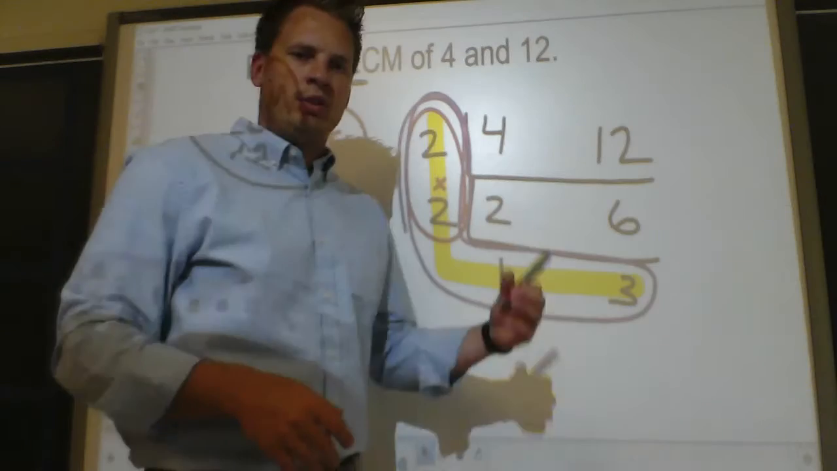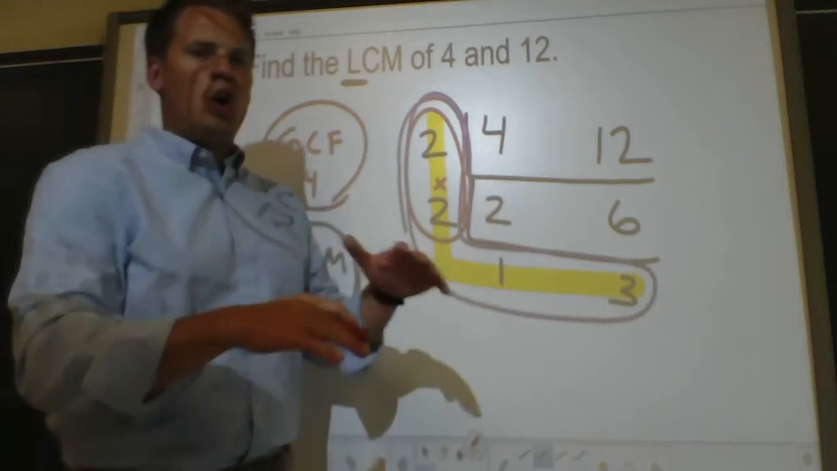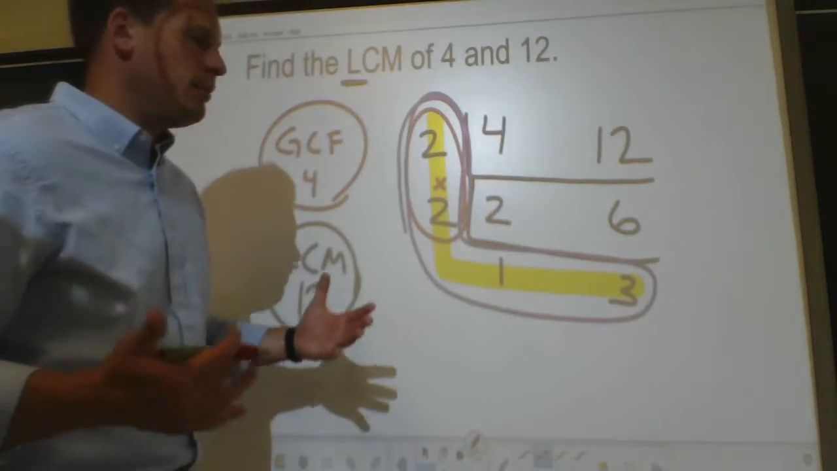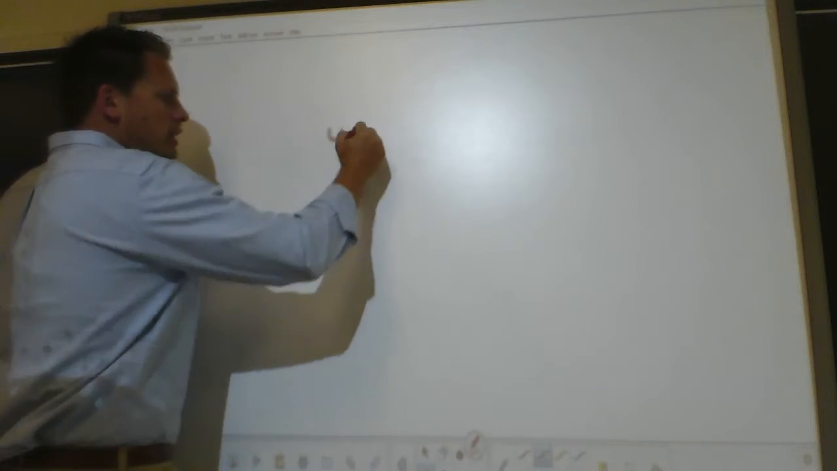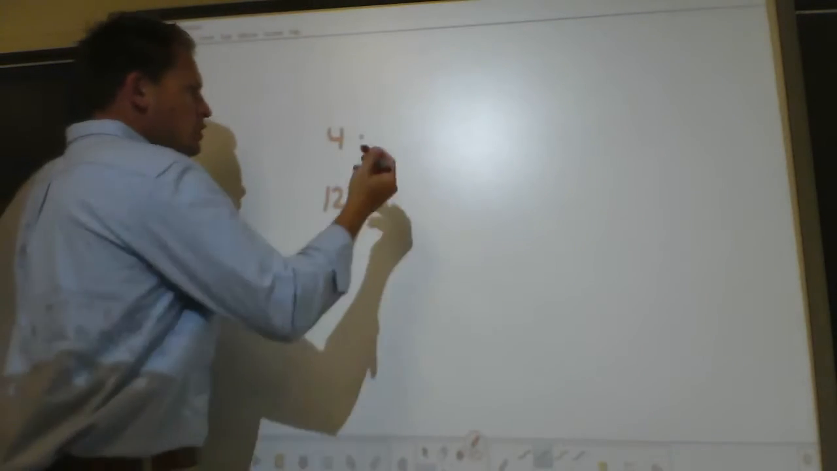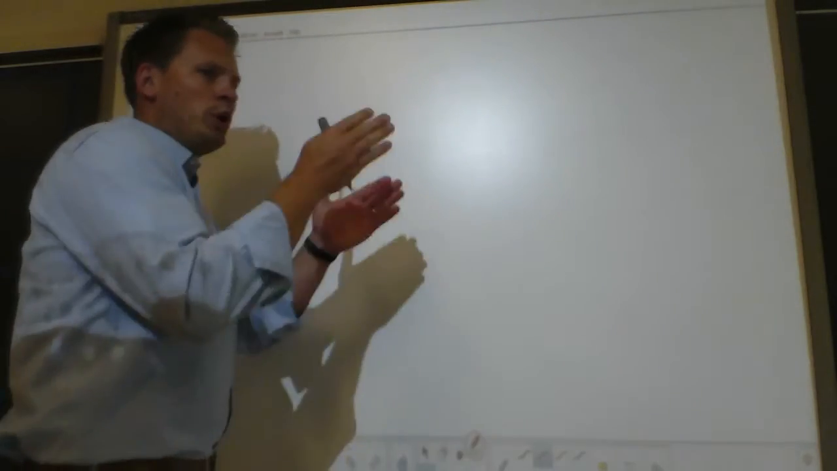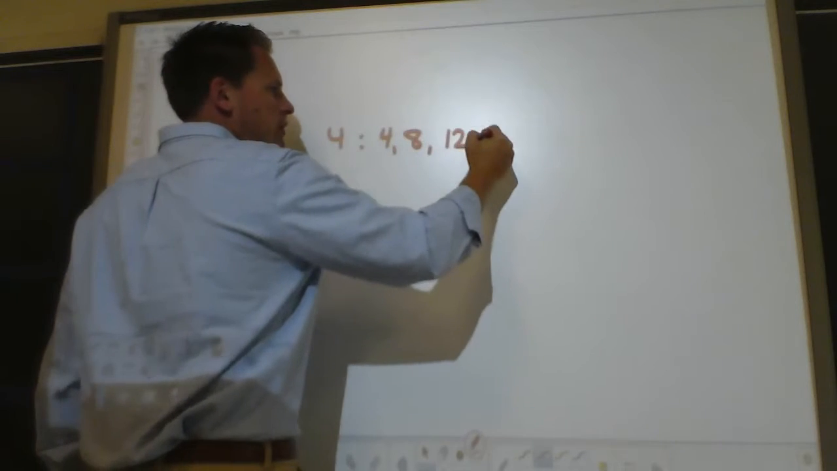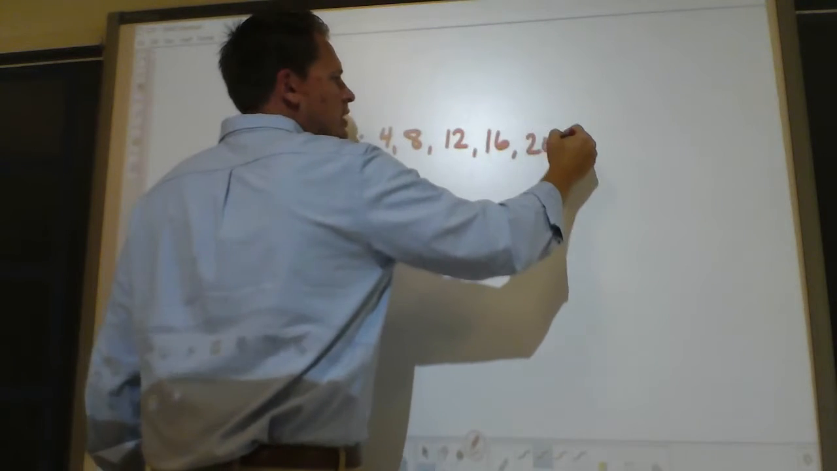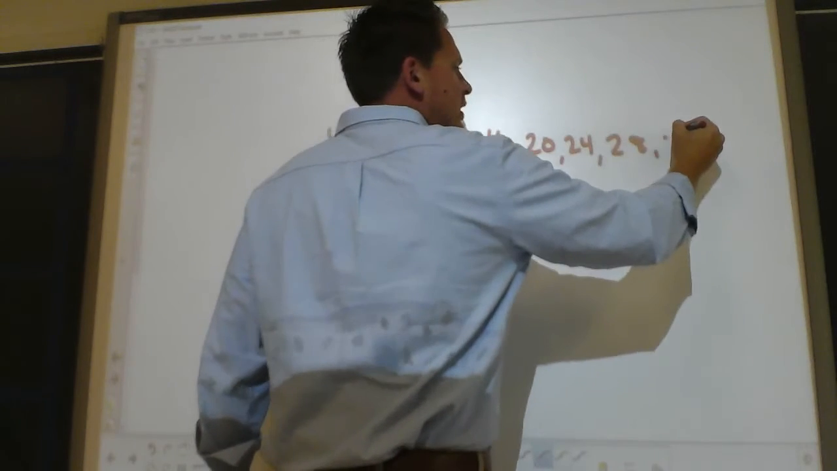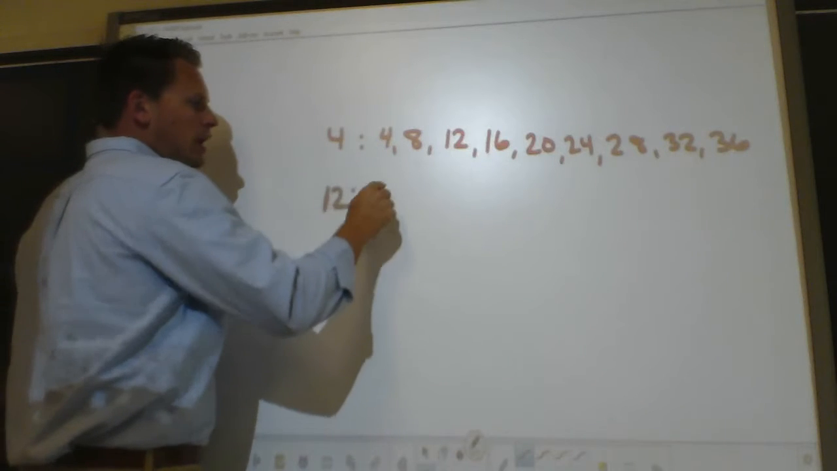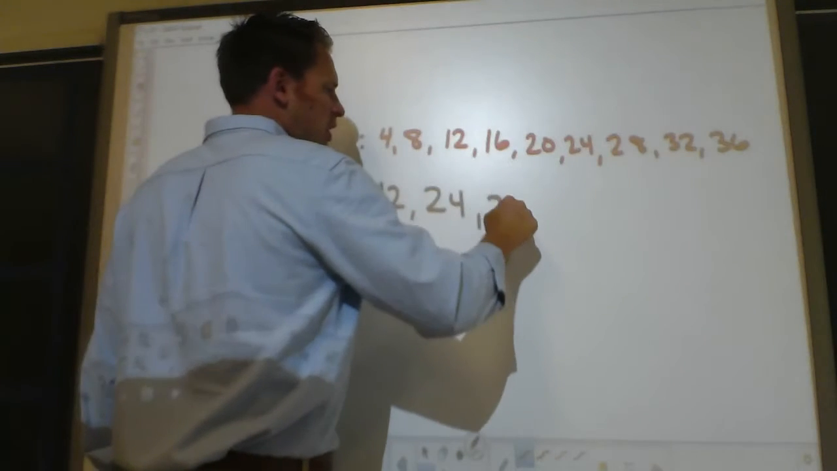Another really cool thing about the least common multiple is it helps us find all the other common multiples. I'm never going to make you find all of them, but it helps us find more. Once I know for 4 and 12 that 12 is my LCM, my least common multiple, any other common multiples, we just start counting by 12s. Let's just take a look. 4, 8, 12, 16, 20, 24, 28, 32, 36. For 12, I'm going to do 12, 24, 36.